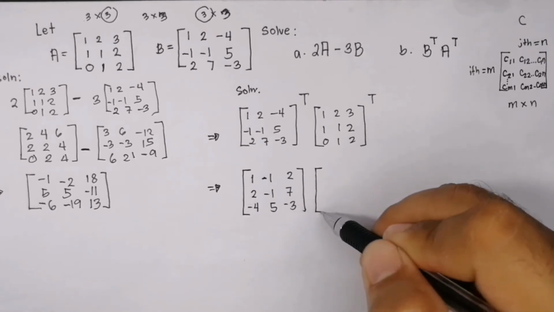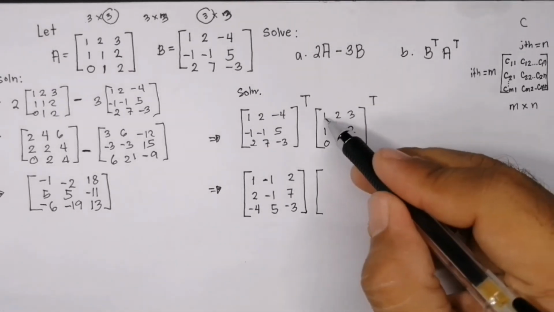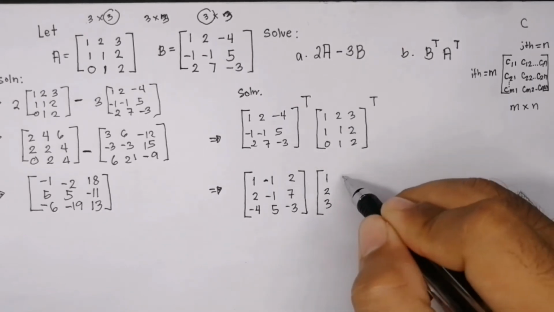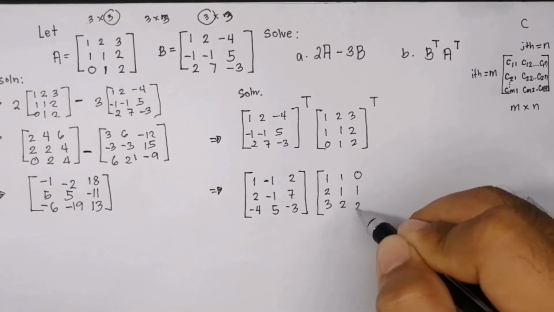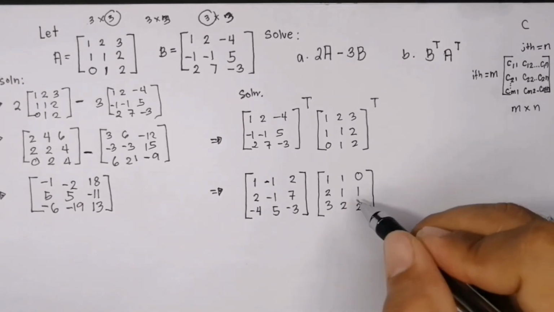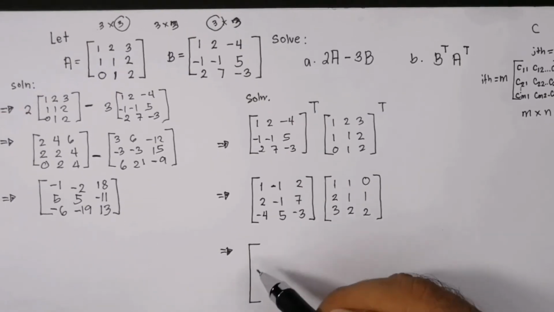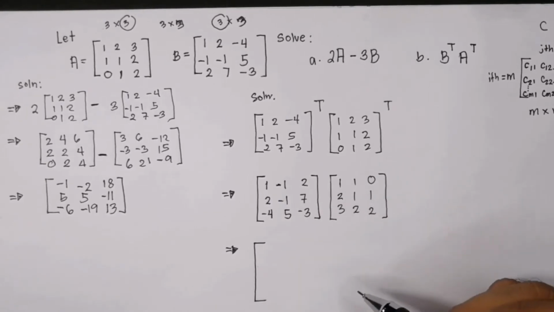The same process on matrix A transpose. So 1, 2, 3 becomes 1, 2, 3 here. 1, 1, 1 becomes 1, 1, 2. 0, 1, 2 becomes 0, 1, 2 here. This is now the transpose of matrix A. First, we're going to put a bigger matrix here so that we have enough space to do the multiplication.